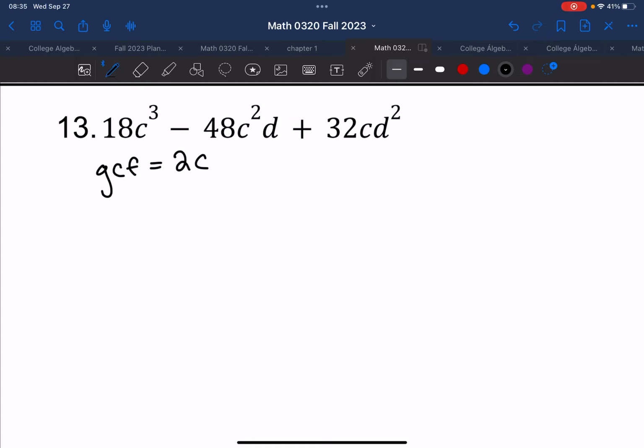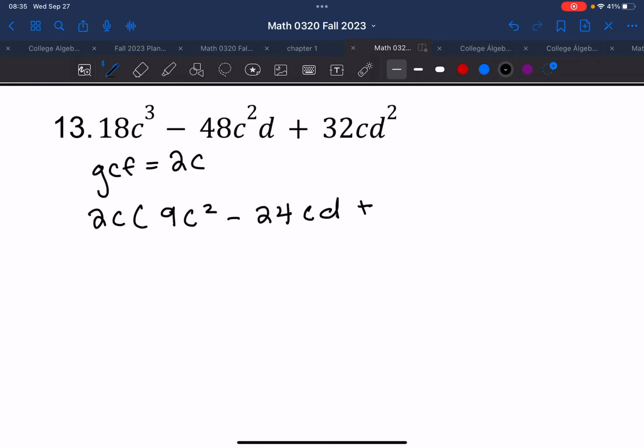Okay. So if we factor out that 2C, we're left with 9c squared minus 24CD, because we're only taking out one of those c's, plus 16d squared. And that was us just factoring out the GCF of 2c. So now we're only looking at this middle part.